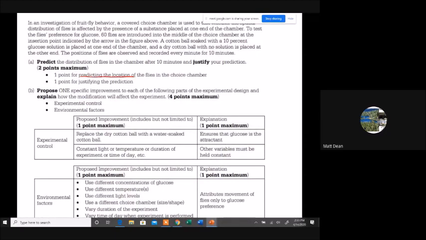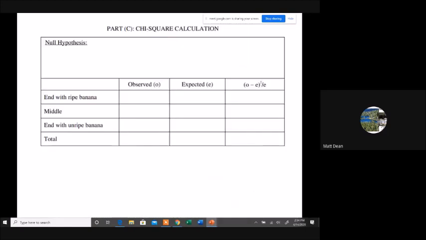So 1 point for predicting, 1 point for justifying. And here they would take anything that's logical, but most people are going to predict they go to the glucose side because they feed on glucose. That's the obvious answer for this. Now let's look at part B.